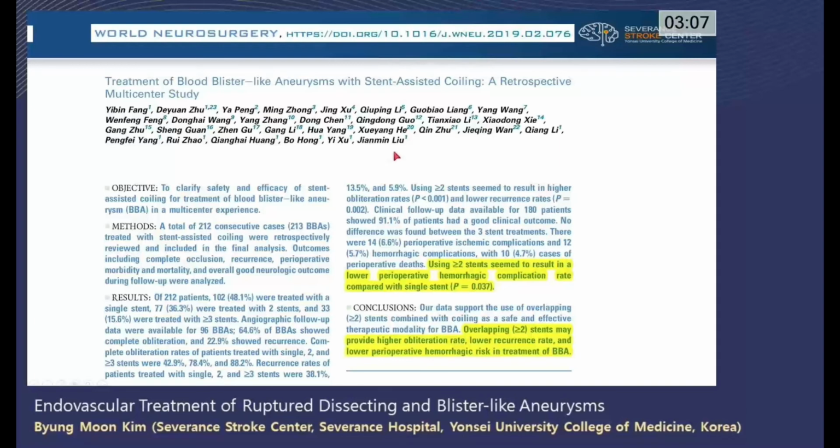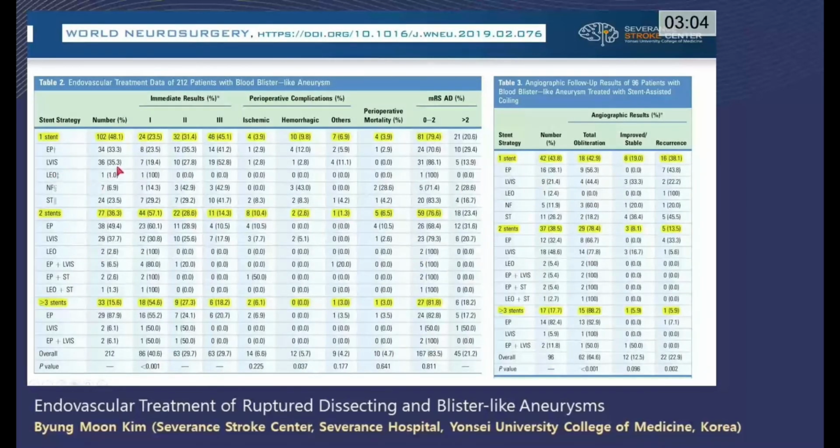This is another report published last year in a Chinese multi-center study. They treated blood blister-like aneurysm with a single stent, 2 stents, or triple stent with coiling. You can see the hemorrhagic complication rate is much lower with increasing the stent number. Furthermore, the recurrence rate is significantly lower in the triple stent group.